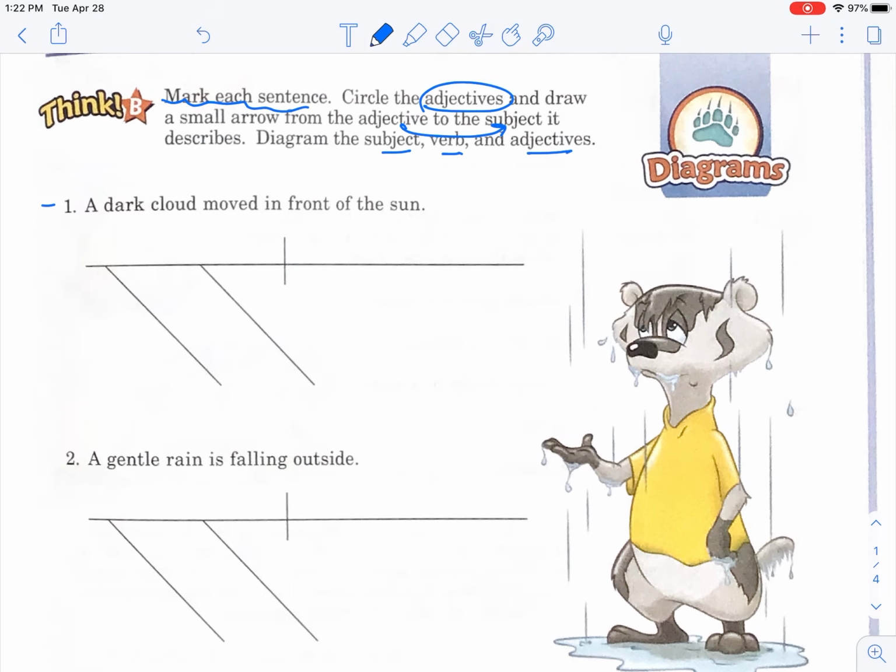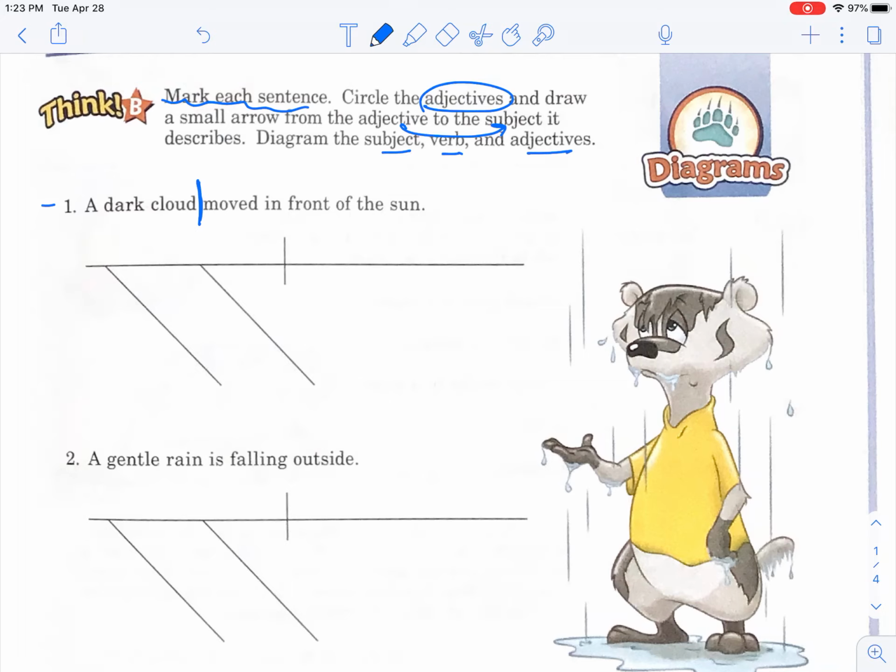The first thing we do, remember, going back to the beginning, Mr. Morton and what he does. So who or what is the subject in the sentence, and what do they do? The dark cloud moved in front of the sun. So who's doing the action? The dark cloud. What did the dark cloud do? Moved in front of the sun.